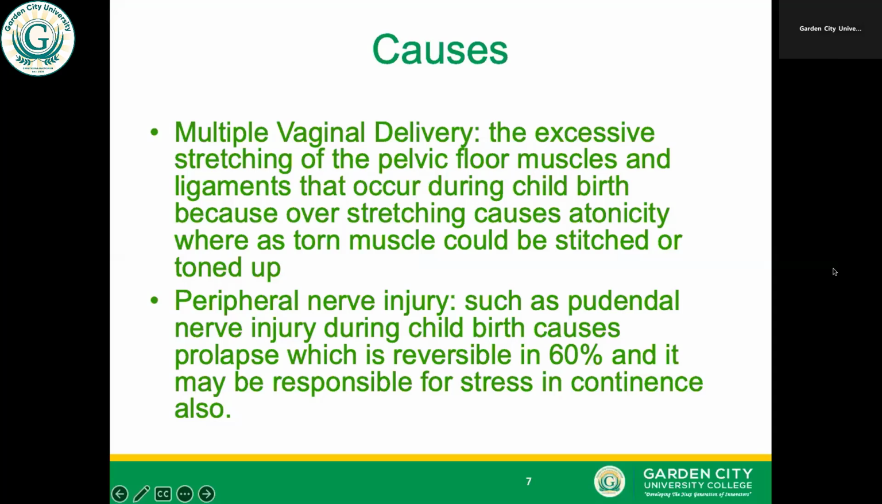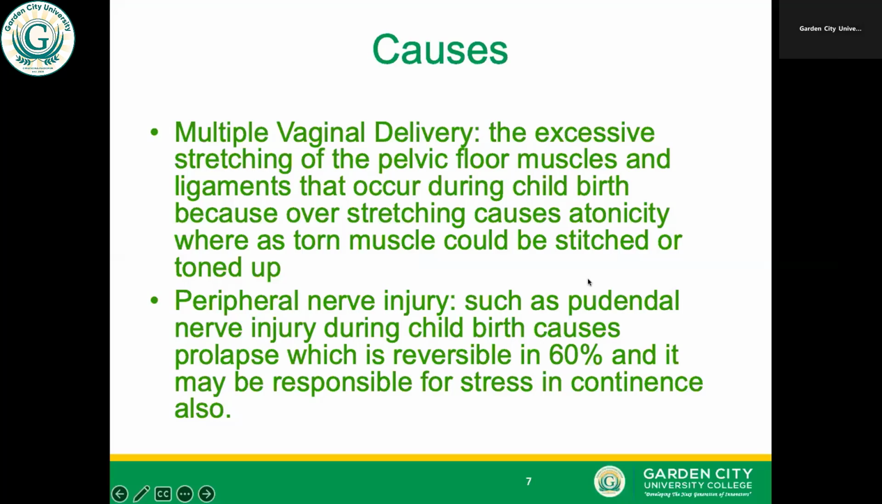And when there is pressure on the peripheral nerves, when the peripheral nerves become injured, it can also cause uterine prolapse, because the pudendal nerve injury during childbirth causes prolapse, which is reversible in 60%, and it may be responsible for stress incontinence also.